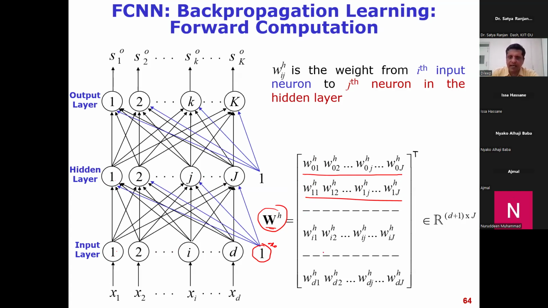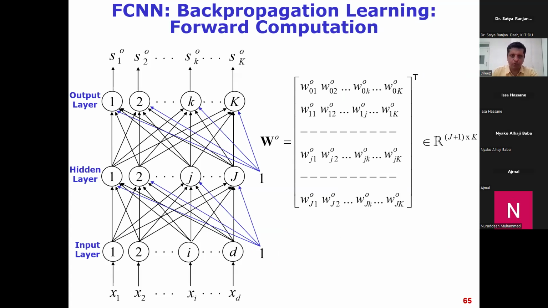So if you look at this entire matrix, how many weights will be there? It will have (D plus 1) cross J, where J is the number of neurons in the hidden layer. So that is the size of the weight matrix from the input to the hidden layer.